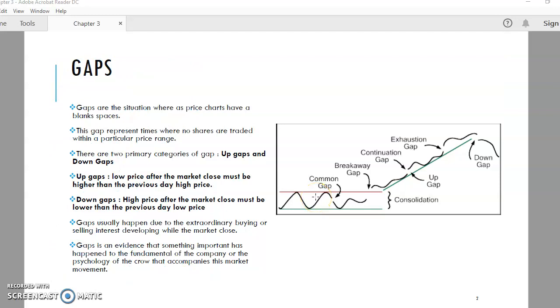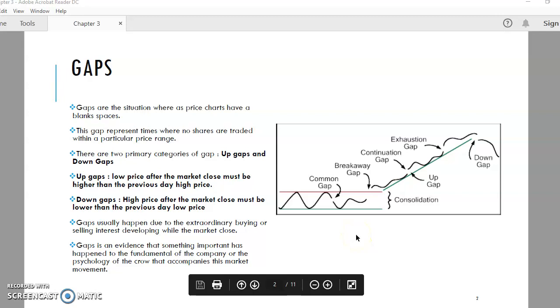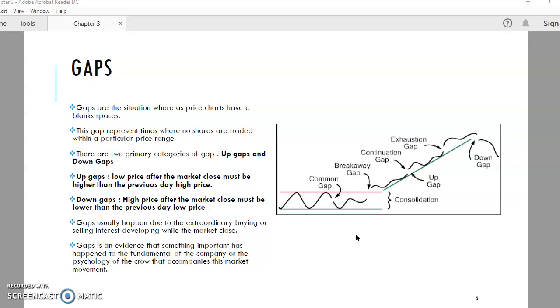Okay, first, what are gaps? By definition, a gap is the area between the position of one pattern and another pattern, where there is a blank space. In technical analysis, gaps are situations where the price chart has a blank space. This gap represents times where no shares are traded within a particular price range.